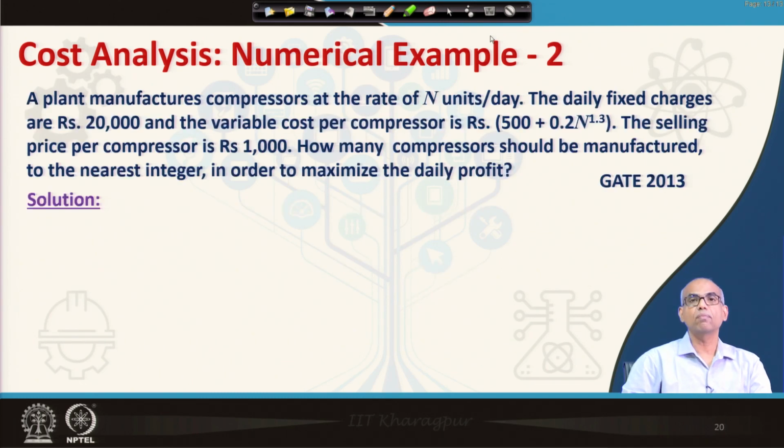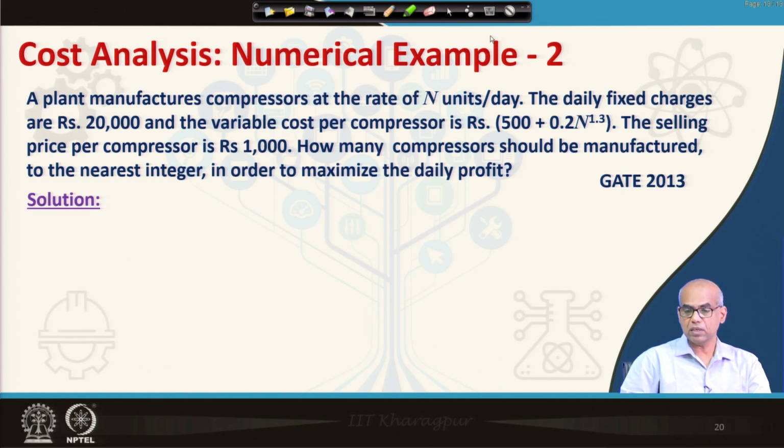Let us take another example. A plant manufactures compressors at the rate of n units per day. The daily fixed charges are rupees 20,000 and the variable cost per compressor is rupees 500 plus 0.2 n to the power 1.3. It is a function of n, which is the number of compressors being manufactured a day. The selling price per compressor is rupees 1000. How many compressors should be manufactured, to the nearest integer, in order to maximize the daily profit?